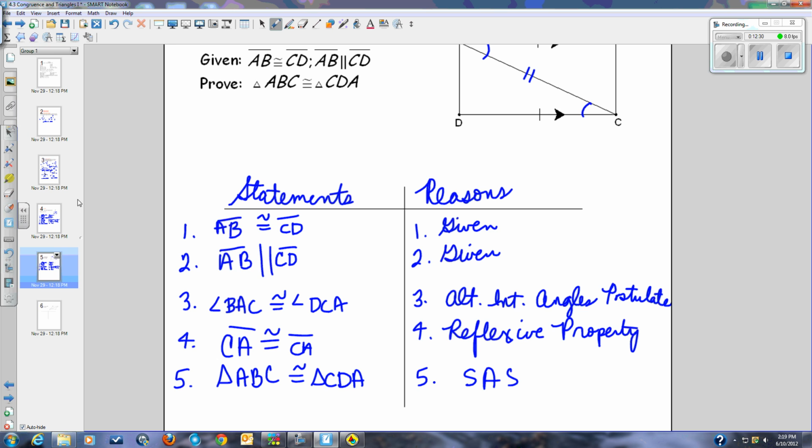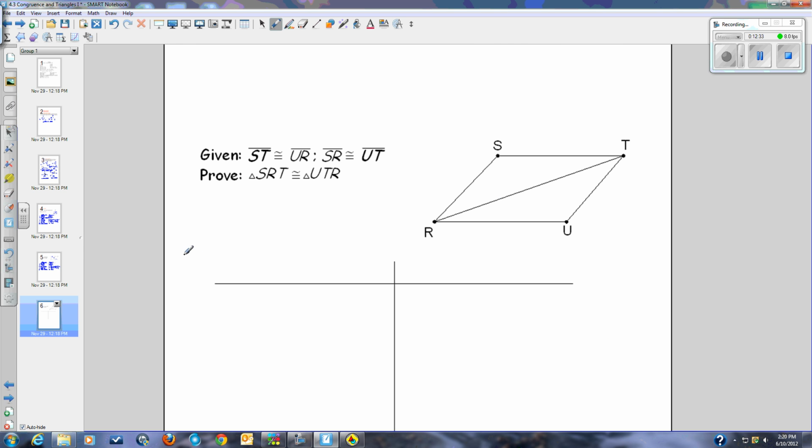Now let's move on to the next page. You are given this picture that ST is congruent to UR and SR is congruent to UT. And I'd like you to prove that triangle SRT is congruent to triangle UTR. I'd like you to see if you can do this on your own, and this is what we'll go over when we come to the next class.